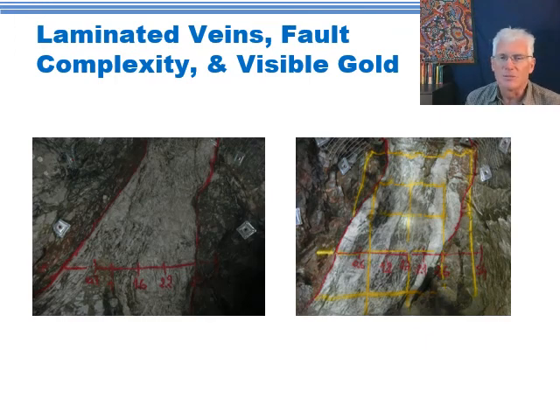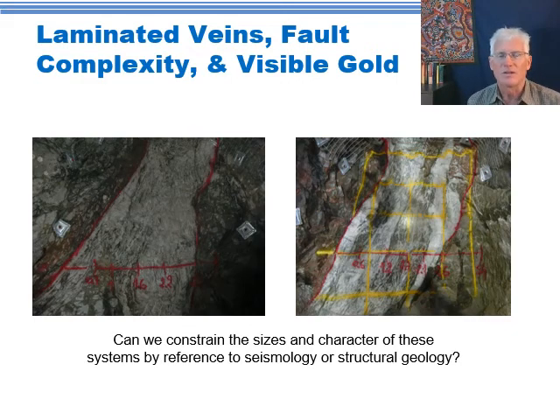So in this particular mine, there are great examples of laminated veins and fault complexity and the relationship between the laminated veins and visible gold. It turned out that when you did some detailed mapping, the areas where the vein is planar, flat, relatively well behaved, that's pretty boring in terms of the gold grades. And where there are complexities and irregularities, you tend to have the visible gold and the very high grade bonanza zones. So very interesting. It leads then to the question, can we constrain the size and character of these deposits by reference to seismology or some kind of structural geology?